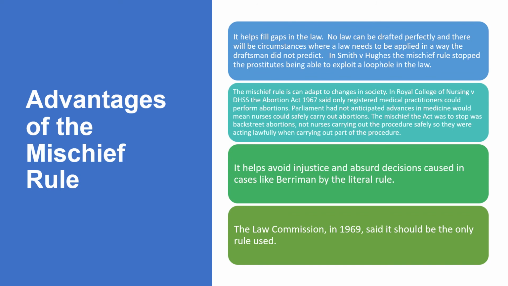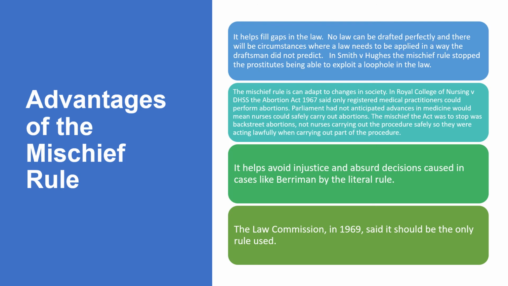Now, we're going to look at the mischief rule, and there are some positive points about the mischief rule, some advantages. Well, this helps fill in gaps in the law. Remember, this looks at the problem and at the remedy Parliament tried to give to that problem. Now, no law can be drafted perfectly, and there'll be circumstances where a law needs to be applied in a way the draftsman didn't predict. So, with Smith and Hughes, the mischief rule stopped the prosecutors being able to exploit a loophole in the law.